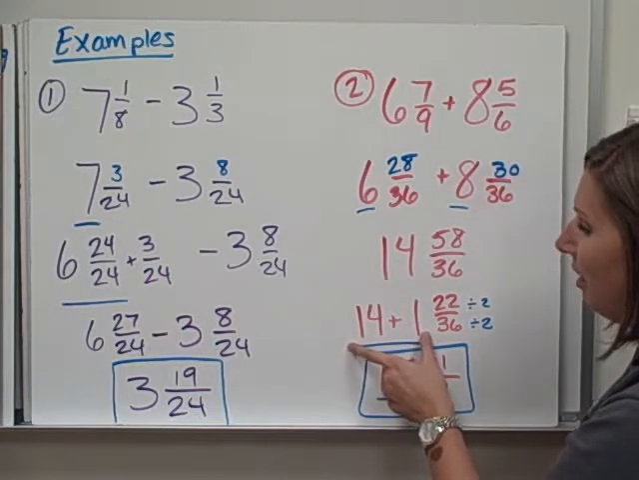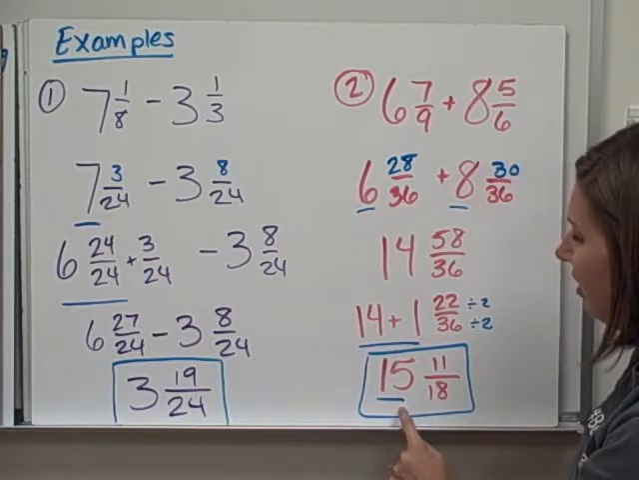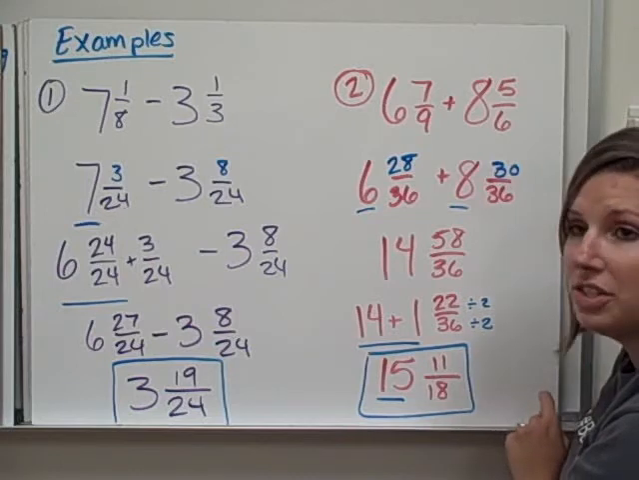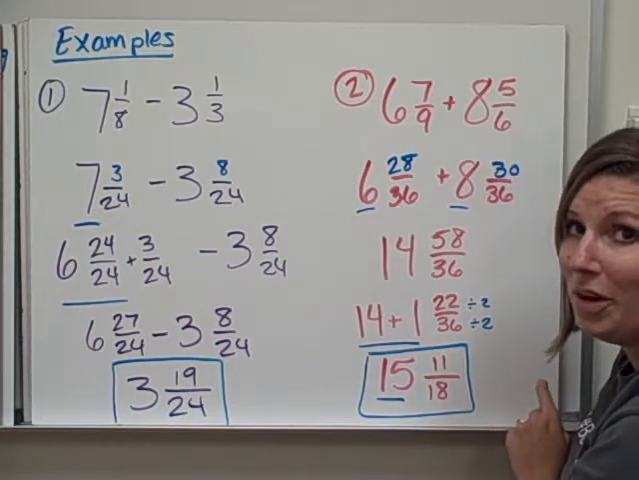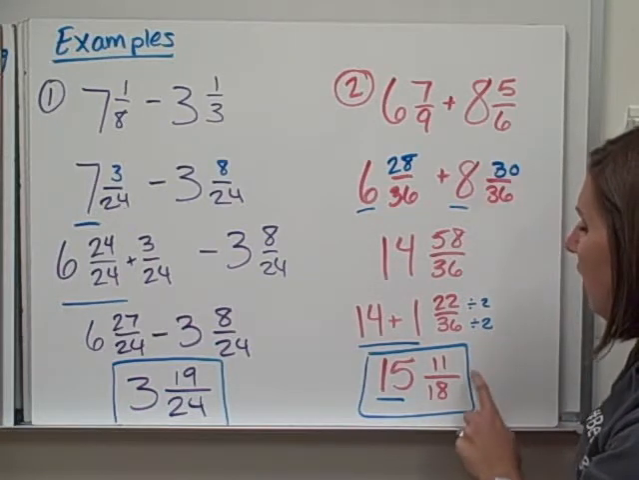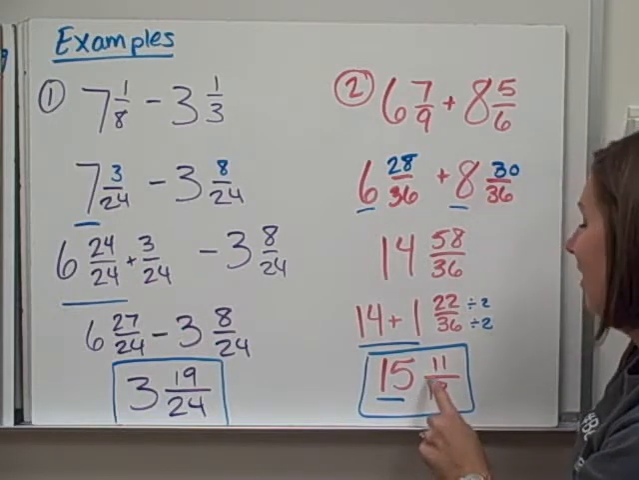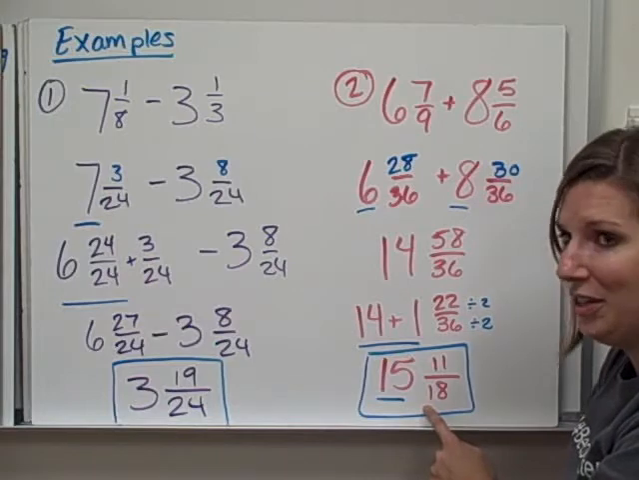I combine my 14 plus 1 to make 15. And I notice my 22/36, I can change that or simplify that. Divide the numerator and the denominator by 2. And I'm left with 11/18. That's 15 and 11/18 as my final answer.